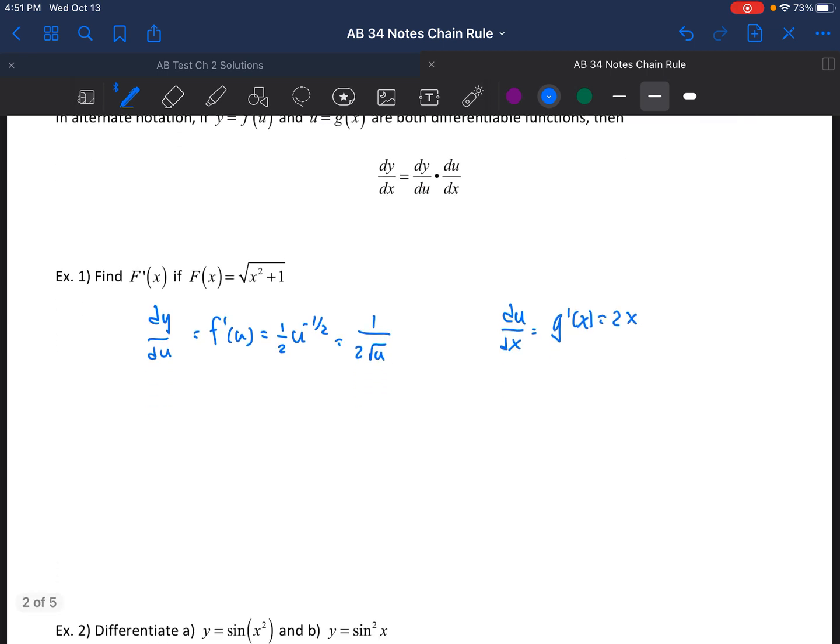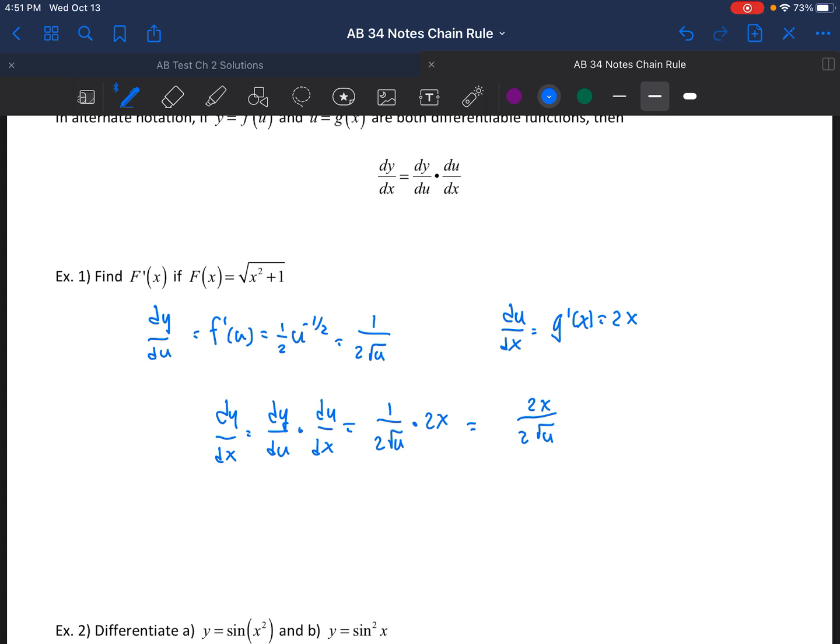Taking those two, we're going to say dy dx is dy du multiplied by du dx. That's going to give us dy du is 1 over 2 square root of u, multiplied by g prime, multiplied by 2x. Right now, that gives us 2x over 2 square root u.